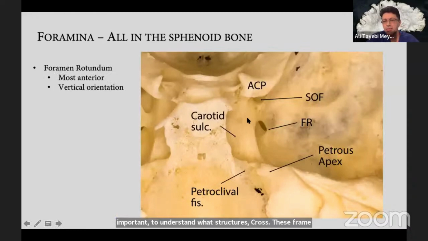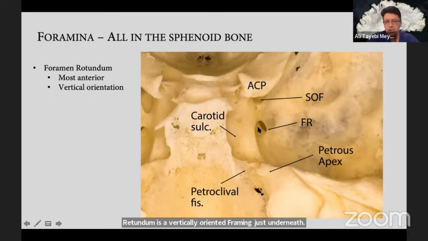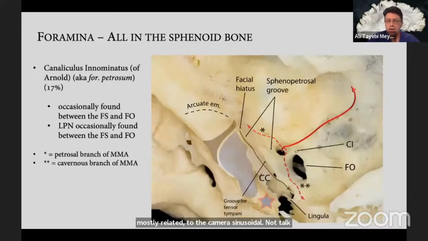Foramen rotundum is a vertically oriented foramen just underneath the SOF, and it harbors V2, obviously. And that is mostly related to the cavernous sinus, so I will not talk about it here. There are a couple more foramina that might be found.